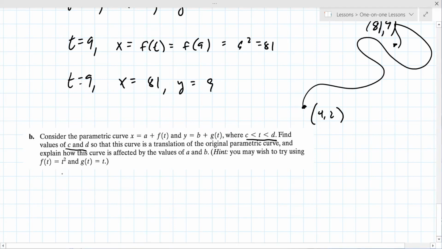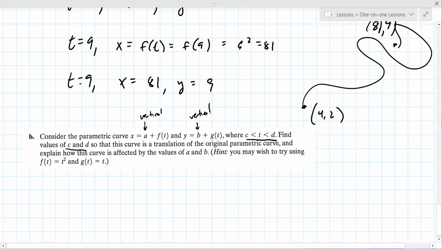So let's just say it's a translation of the original parametric curve. Just a lot of words in this. Well, the values of a and b: all a and b do is move the curve. This is a vertical, and same with b. It's a vertical transformation because it's outside the function. So this curve is a translation of the original parametric curve.